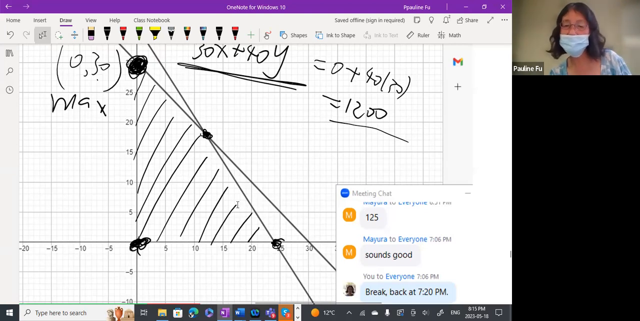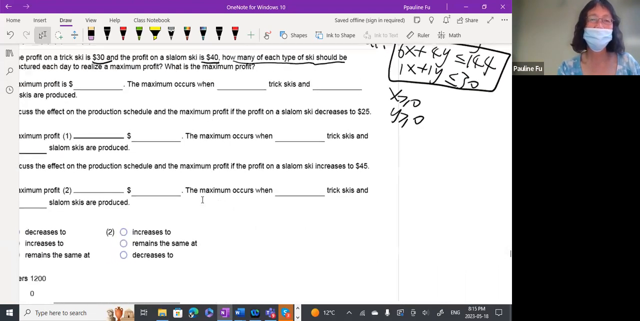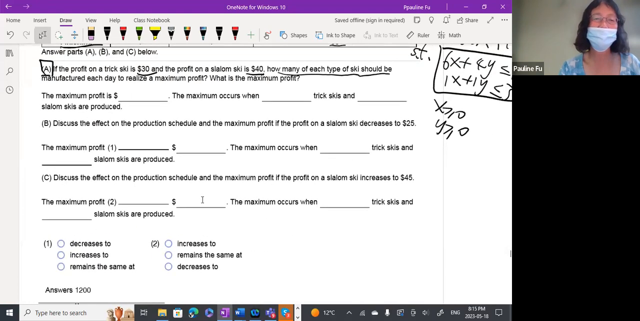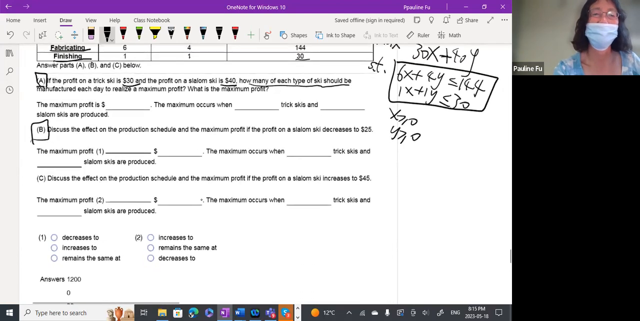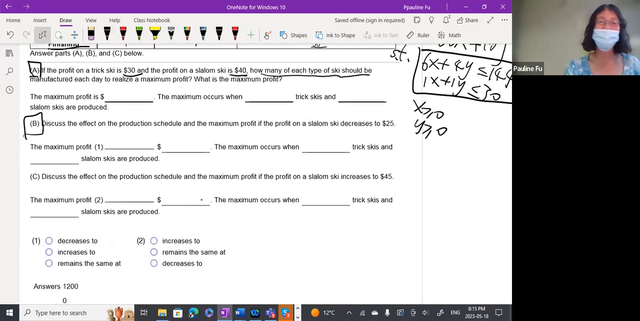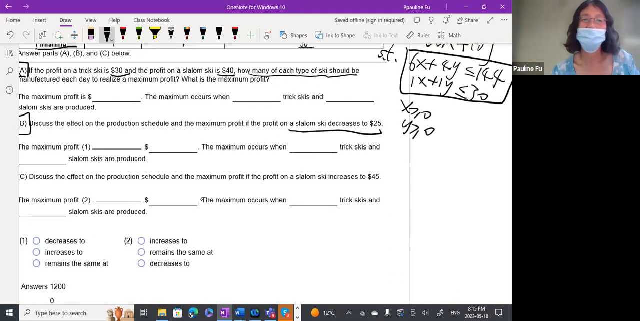Questions, online students, questions? Okay. So this is question A only. Now question B. Discuss the effect on the production schedule and maximum profit if the profit for slalom skis decreases to 25. So what is the maximum profit? How many of each product should you produce?